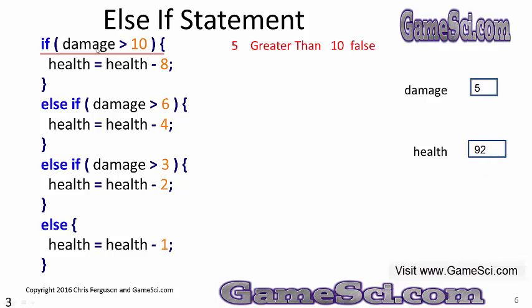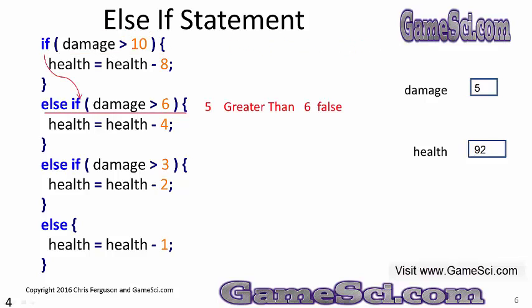Damage contains a 5, so damage greater than 10 will evaluate as 5 greater than 10, which is very much a false statement. When the if statement is false, what do we do? We go to the else and follow this line. This if was false, so I'm going to execute this else.